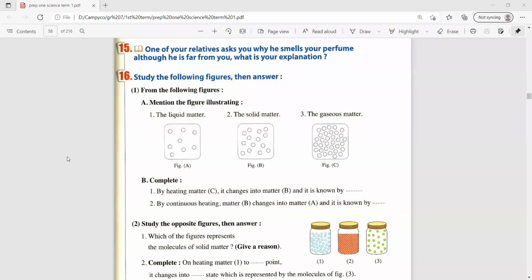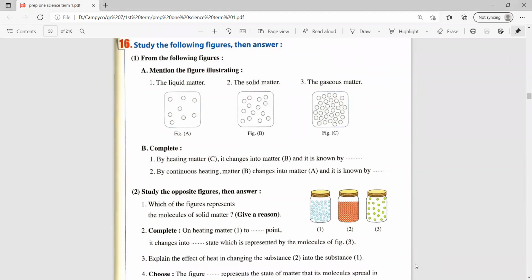Complete: by heating the matter C, it changes into matter B, and this is known as from C to B. Melting. By continuous heating, matter B changes into A. This process is known as vibration. Evaporation. Yes, vaporization or evaporation. You said vibration. Vibration is movement.